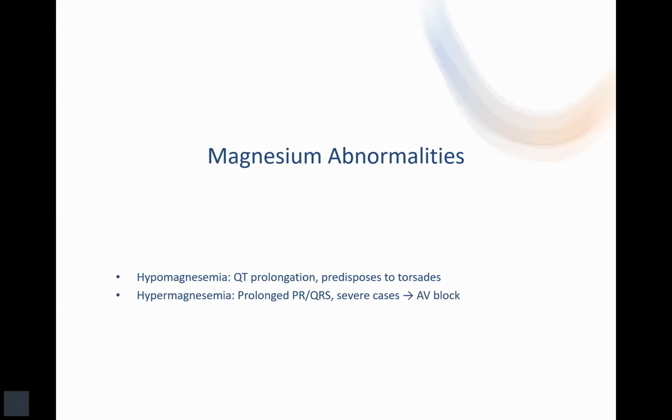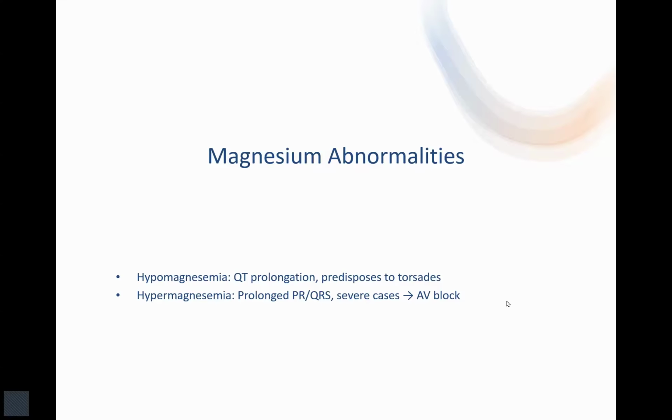Okay. The next one we're going to get to is magnesium. High magnesium levels are relatively uncommon, but they can cause prolonged PR and QRS, and in severe cases can cause an AV block. Reasons to get an elevated magnesium level would be exogenous magnesium, so someone just taking a large supplement. And because magnesium is excreted renally, people who have renal failure can occasionally get an elevated magnesium level, right?